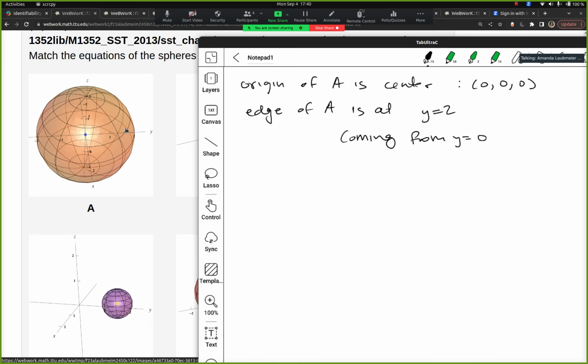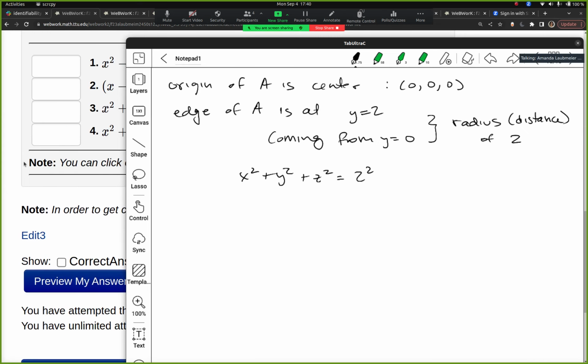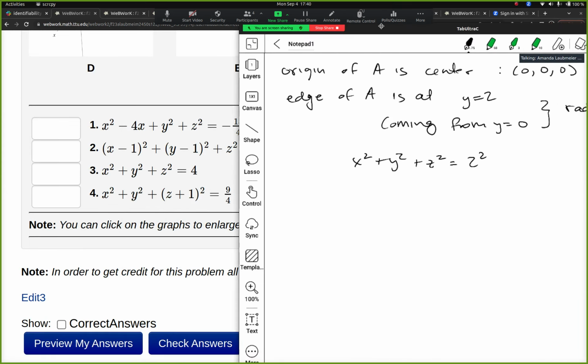And if I started from Y equals 0, that means that I had a radius or distance between those two locations of 2. And then just one tricky thing is to remember that the radius is squared in your sphere equation. So this one would look like x squared plus y squared plus z squared is equal to 2 squared. And I hope that's a possible answer here, or else I'll feel kind of foolish. Yep, 2 squared is 4. So I know that A belongs to 3.